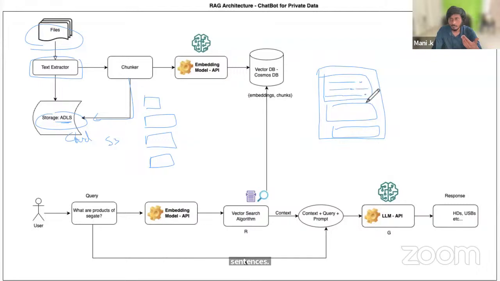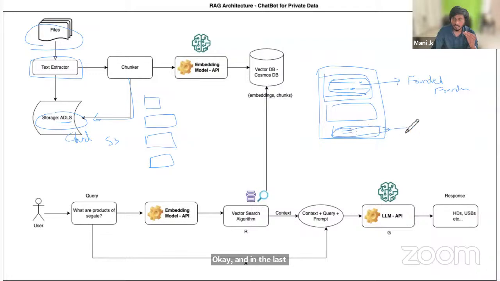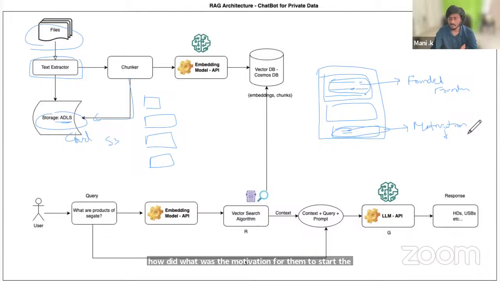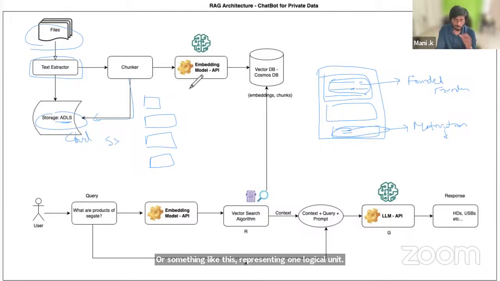Sentences are made up of words, right? But the first three sentences could represent one thing, talking about when was the company founded? Who are the founders? And in the last paragraph, the first two sentences could be representing one chunk, talking about what was the motivation for them to start the company, or something like this, representing one logical unit, divided into chunks.